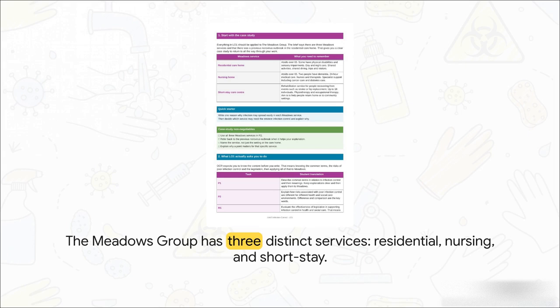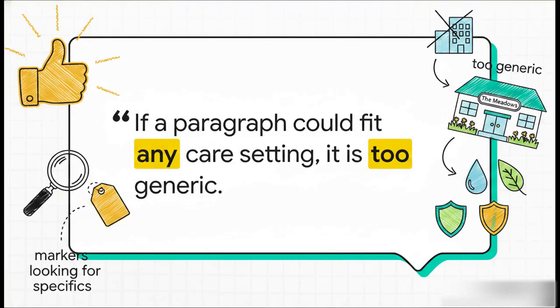You have to refer to these by name, especially when we get to the comparison part in part 2. And this, right here, this is the golden rule. Think of it this way. If you write a paragraph that could just be copy-pasted into an essay about any care home, it's way too generic. You have to keep naming the specific Meadows service you're talking about. That's what gets you the marks.